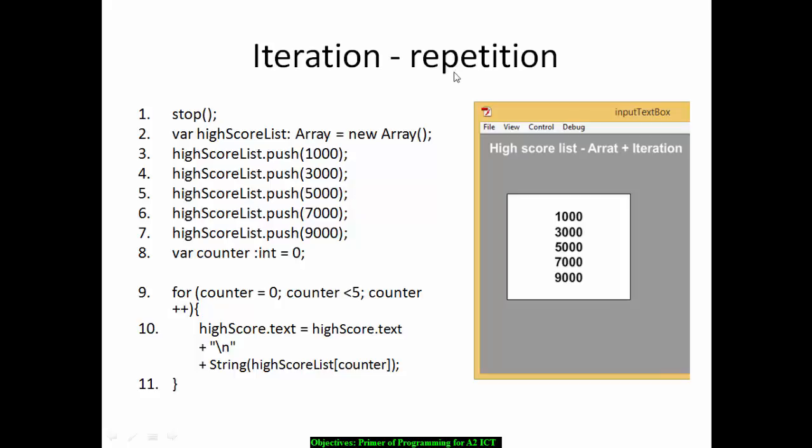A for loop is one kind of repetition, repeating a known number of times the code which is in the curly braces. This one says start from counter 0, and go up to 5. You run this 5 times basically. That's what you get: first time, second time, third time, and you get all the values out of the array. So therefore you get the high score list.